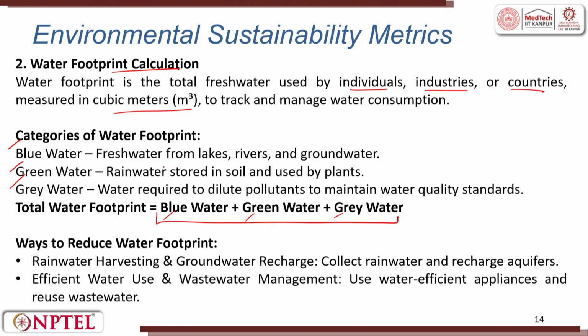What is blue water? Fresh water from lakes, rivers, groundwater. Green water is rainwater stored in soil and used by plants. Grey water is water required to dilute pollutants to maintain water quality standards. Ways to reduce water footprint are rainwater harvesting, groundwater recharge, collect rainwater or recharge aquifers, efficient water use, and wastewater management, that is using water efficient appliances and reuse of wastewater.